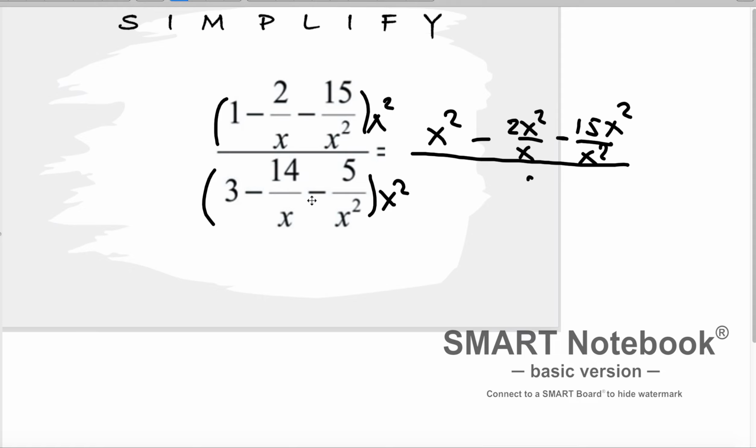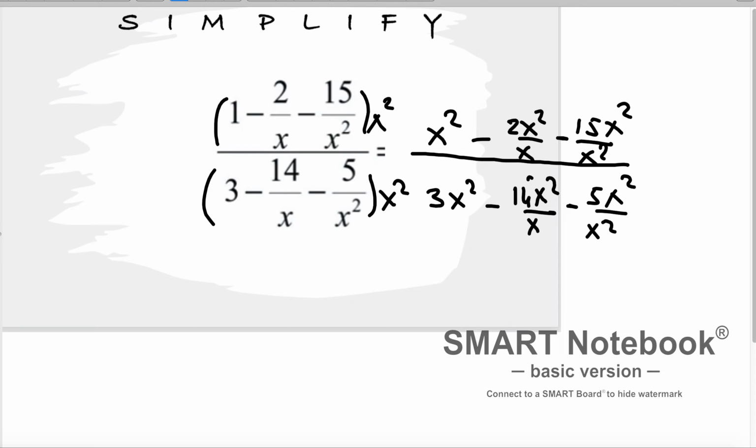The same process we are going to apply in the lower part of the fraction of the rational expression. 3 times x squared is 3x squared. x squared times 14 is minus 14x squared divided by x. And in the third term, minus 5x squared divided by x squared.